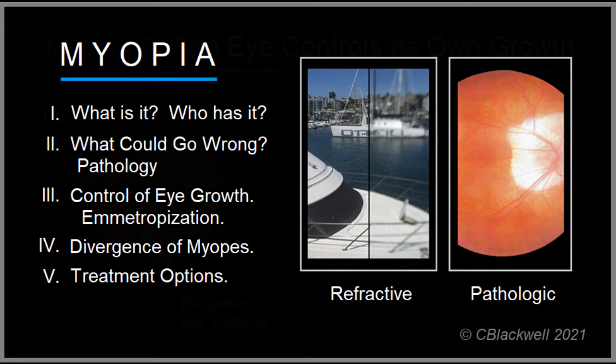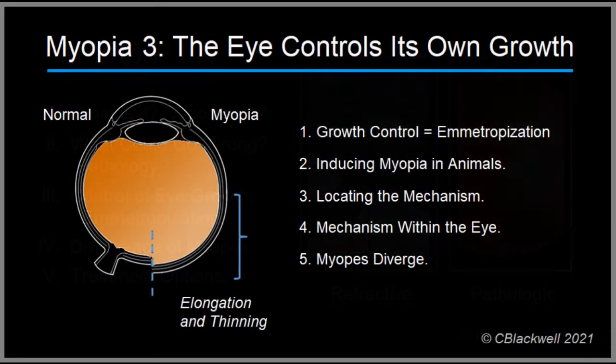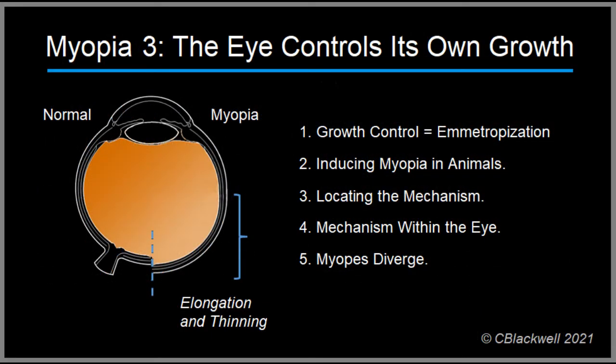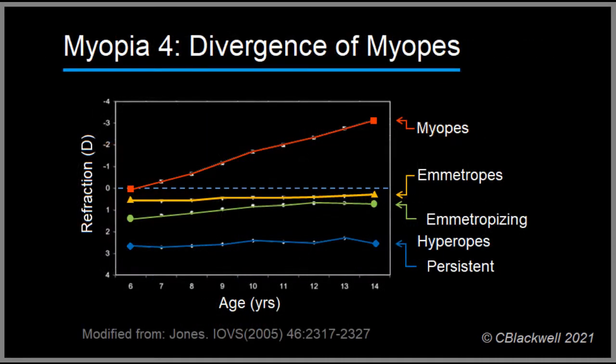Why does myopia happen? To answer that, we have to understand eye growth, which we have divided into two parts. Video 3 explains how the eye controls its own growth by a process called emmetropization, which seems to be quite successful early in eye development. Yet, while most people keep a stable refraction, beginning at age 5 or 6, some eyes start to diverge into myopia, which is the subject of this video.